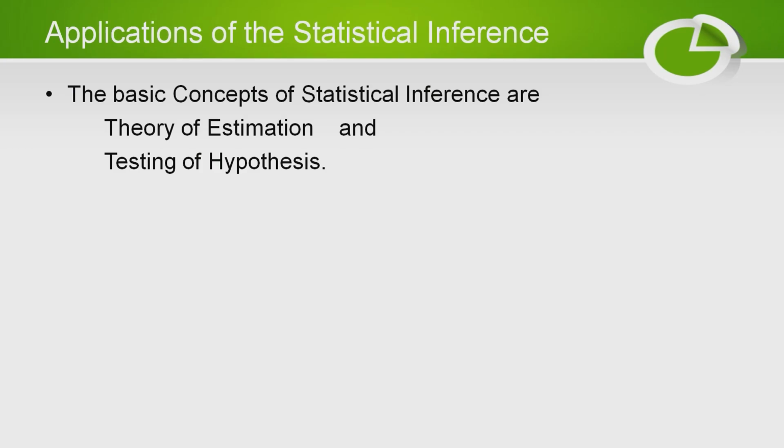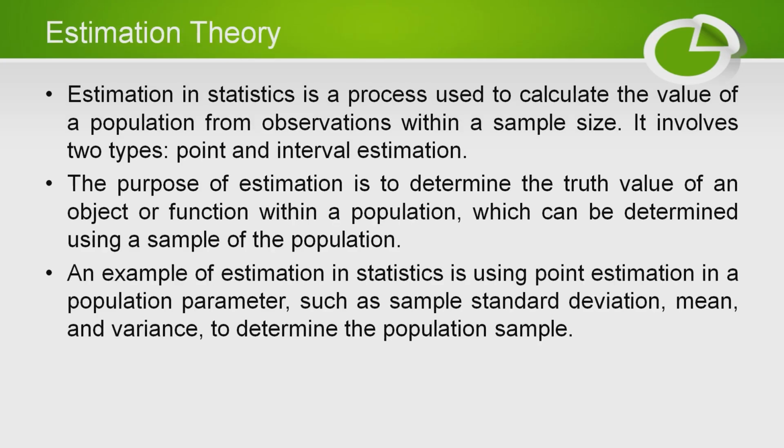Next, the basic concepts of statistical inference are the theory of estimation and testing of hypothesis. The theory of estimation: estimation in statistics is a process used to calculate the value of a population parameter from observations within a sample. It provides two types: point estimation and interval estimation. The main purpose of estimation is to determine the true value of an object or function within a population, which can be determined using a sample of the population. An example of estimation is using point estimation of a population parameter such as sample standard deviation, mean and variance to determine the population value.